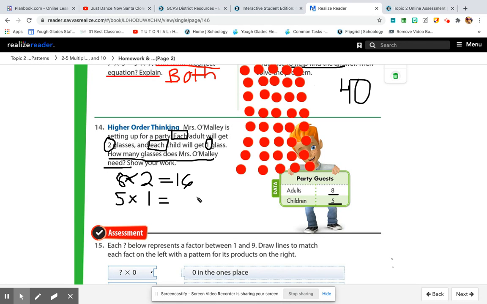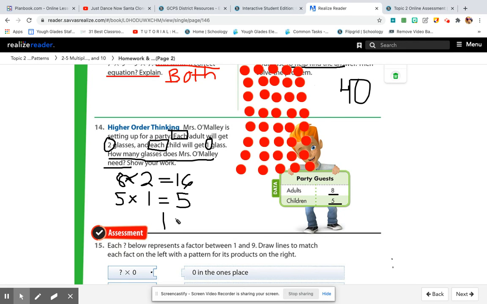So 5 times 1 is 5 because of the identity property. Anything times 1 is itself. Now are we done? Absolutely not. It says how many glasses does Mrs. O'Malley need? Well, this only tells us how many she needs for adults and children separately. We need to combine those 2 products to get our final answer.